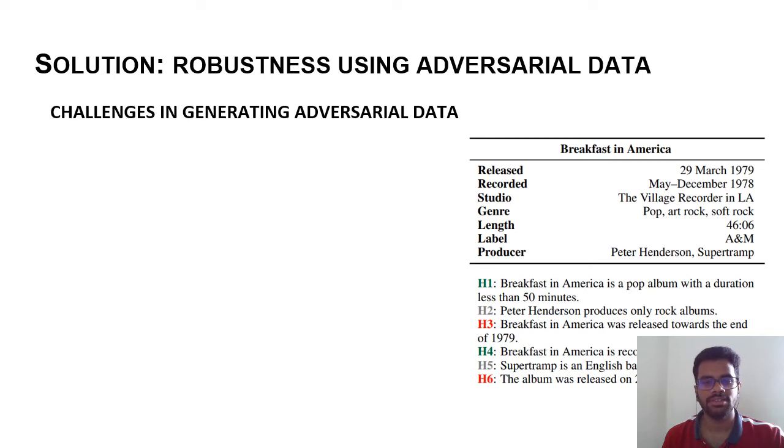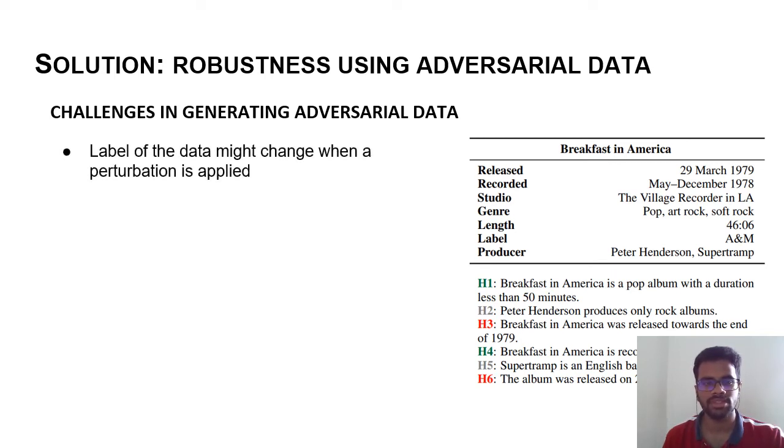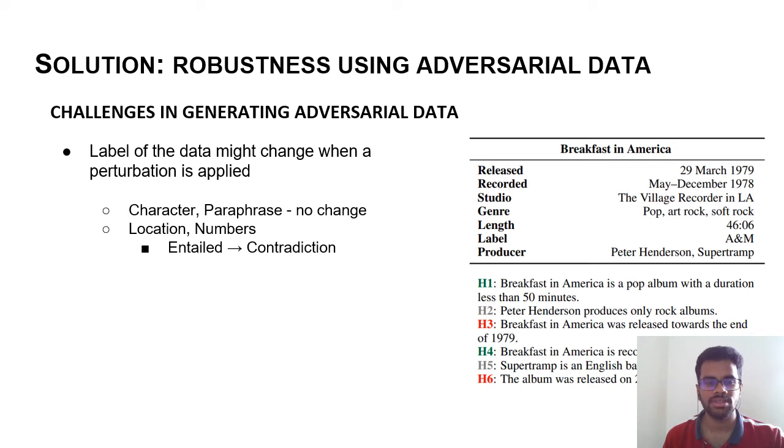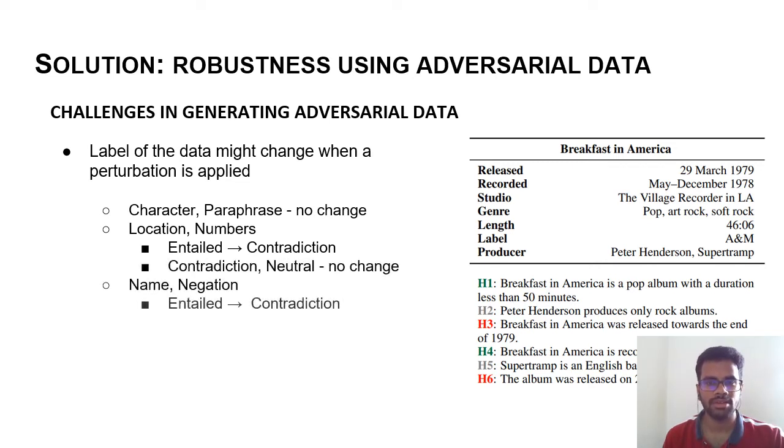There are challenges in generating the adversarial data. One is that labels of the data might change when a perturbation is applied. For perturbations like character and paraphrase, as there is no change in the meaning, there will be no change in the label. But for some other perturbations like location and numbers, there is a change in the label due to the perturbations applied. For example, Breakfast in America is located in California. If you change the location from California to Texas, now the entailed statement will become a contradiction. Similarly, this happens in other perturbations also.